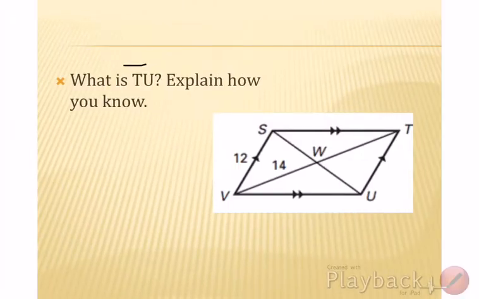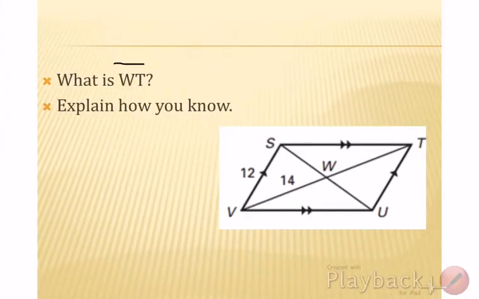What is the measure of TU? How do you know? We look at this figure. It's been labeled with arrows that indicate parallel lines. Because it's a parallelogram, TU is parallel to ST. It's also congruent, and so the measure of TU is 12.